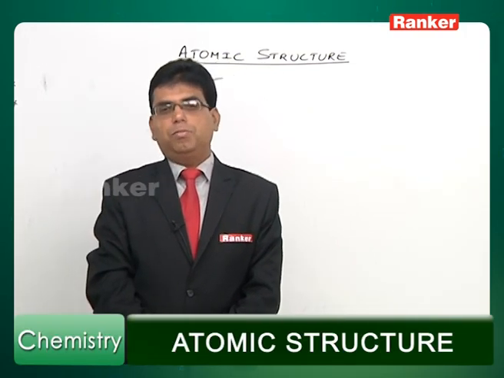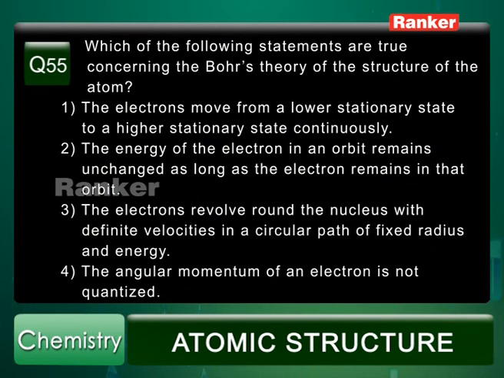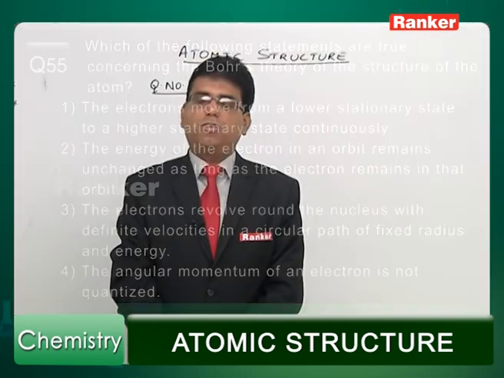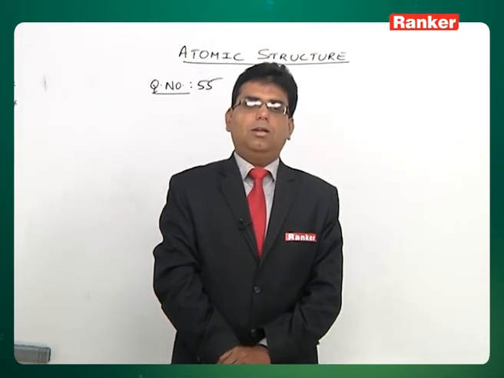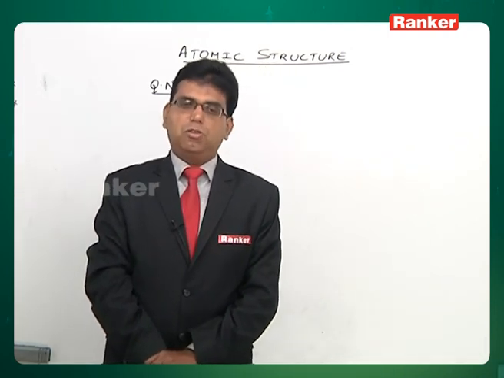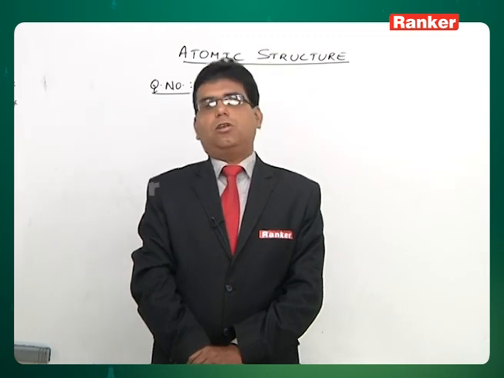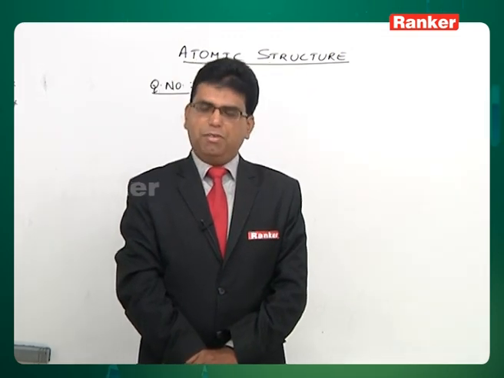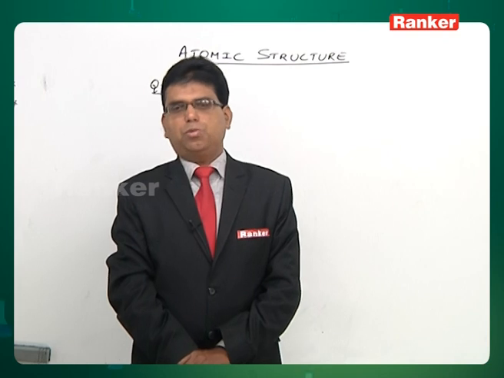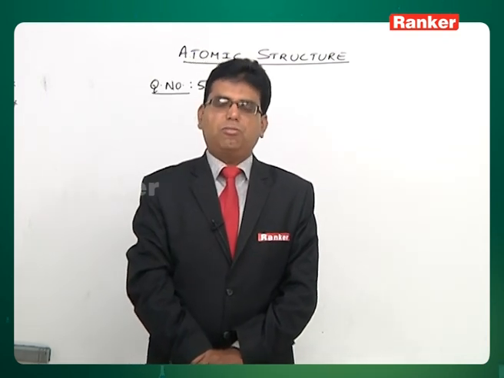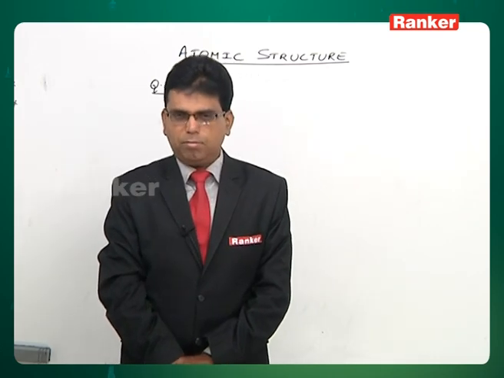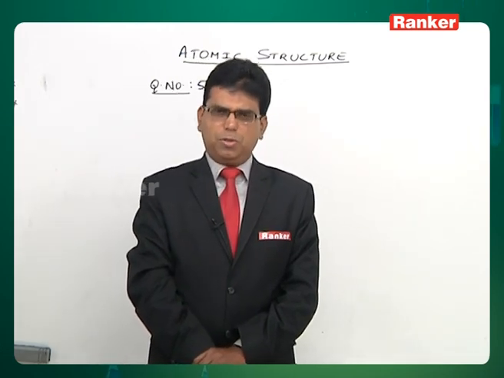Let's see the third option. The electrons revolve around the nucleus with definite velocities in circular path of fixed radius and energy. Yes, the radius is fixed. Of course, this is against the uncertainty principle. Later it was objected to, but according to Bohr's theory, it is correct that electron will have definite energy, definite velocity, definite distance from the nucleus, and definite number of revolutions that it will make around the nucleus in unit time. So, option 3 is also correct.